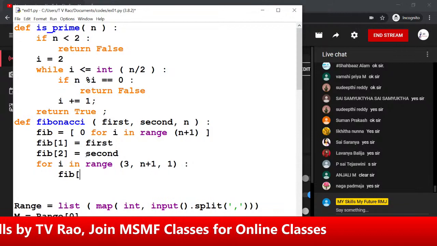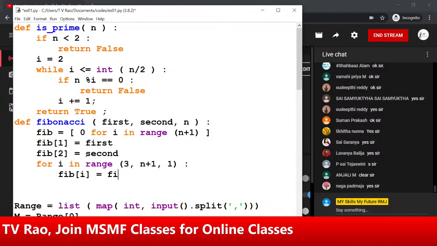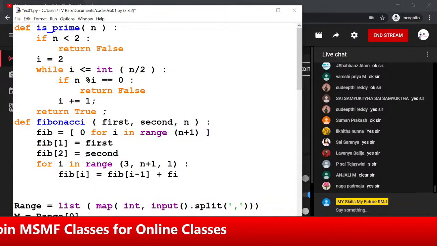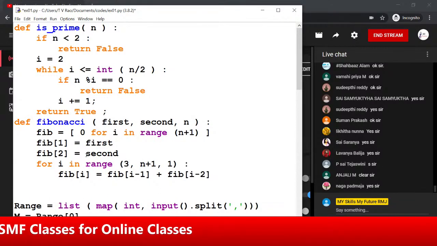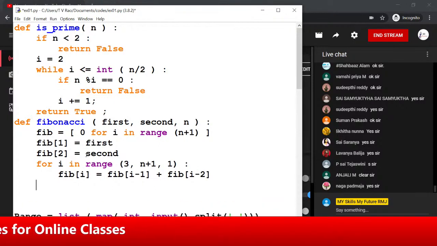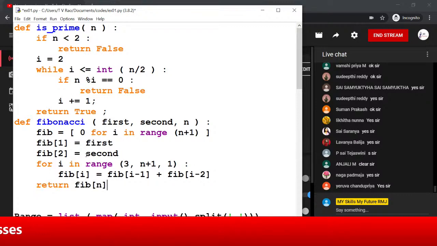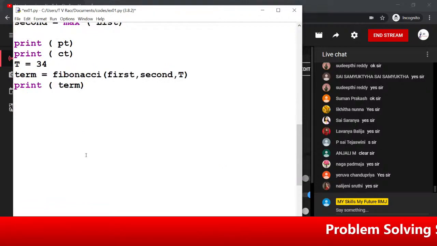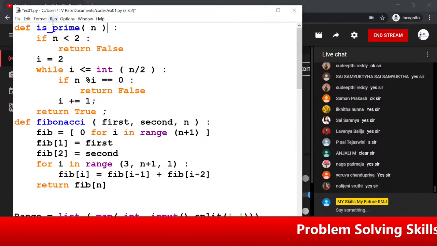Now fib I is equal to fib I minus 1 plus fib I minus 2. Is this clear? Now return the nth term. This is the simplest function for Fibonacci, right? Is this clear? Now done. Everything is done. Let us run it.